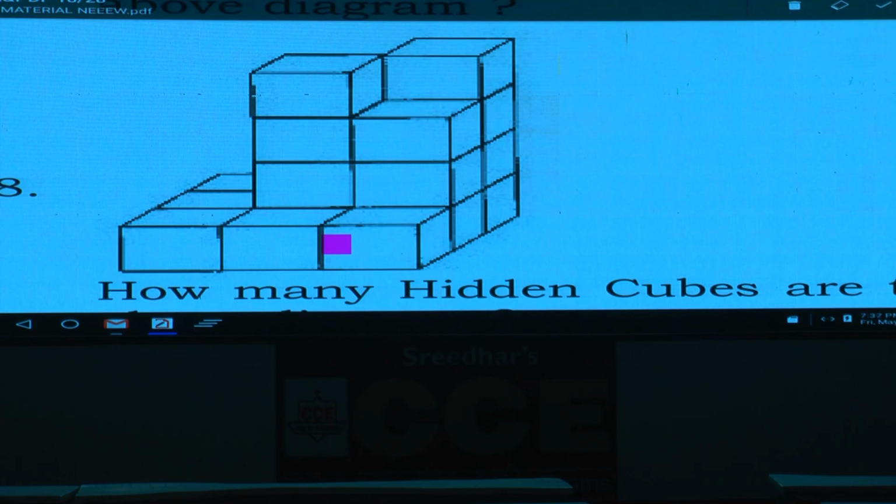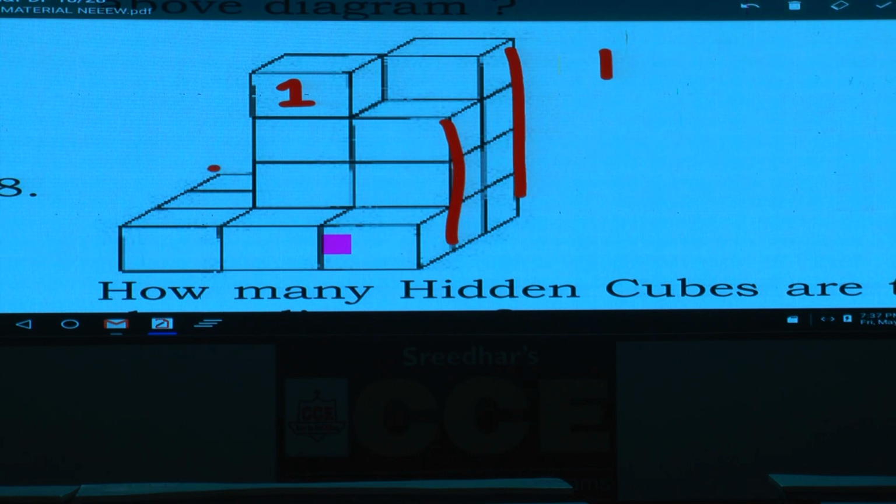Now 28, tell me how many blocks? 4, isn't it? Now in this one all the 4 can be seen. Here all the 3 can be seen. Here only 3 can be seen, but 1 cannot be seen here, isn't it? Now as of now I got only 1.